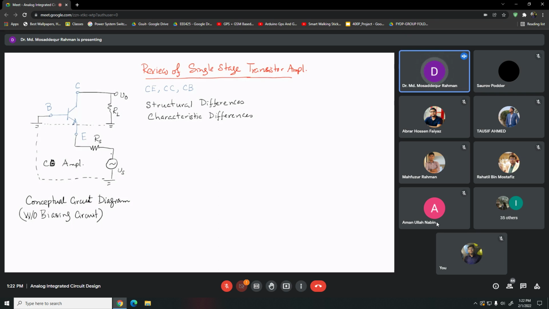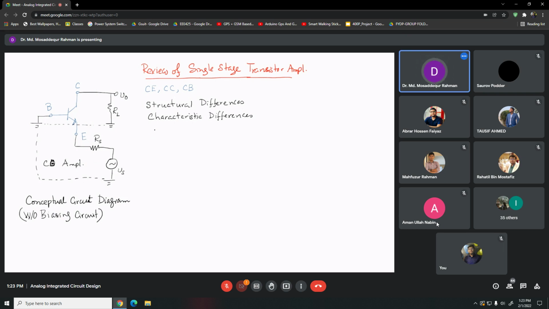What do you mean by biasing circuit? Sir, the portion of the circuit which supplies steady voltage or current. The DC voltage, right? DC voltage and current to the transistor. Circuits that are used to power up the transistor. So you need to bias. Biasing is like powering up the transistor.